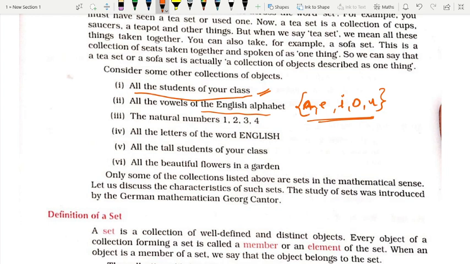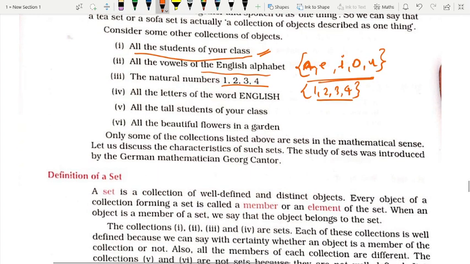We will write several numbers or objects, or we can say these members, in curly brackets, and this will be called our set of natural numbers 1 2 3 4. Okay, so these are four natural numbers, we can write down in the set 1 2 3 and 4, like this. All the letters of the word English, we can write down in a set. Okay, now this will be the representation, we will see further.